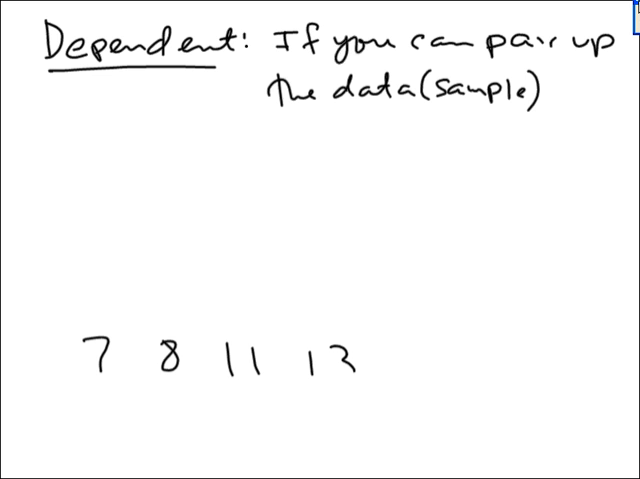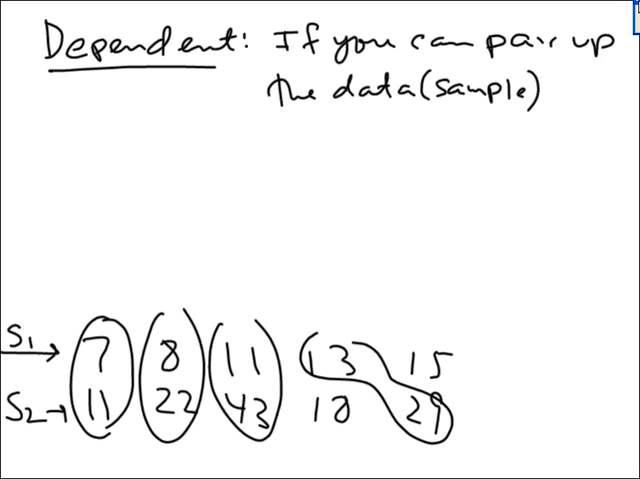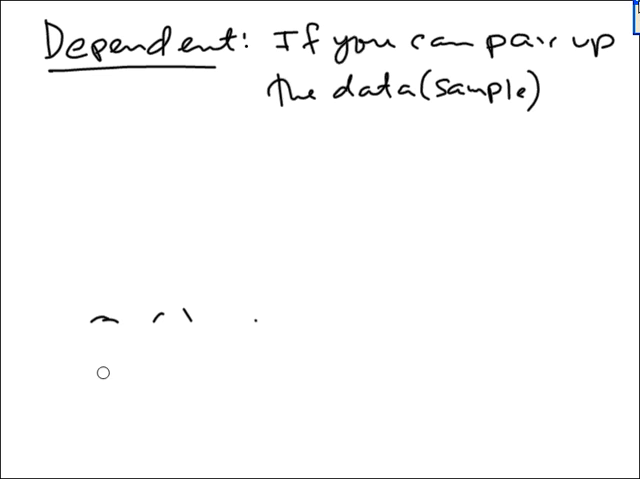7, 8, 11, 13, and 15 if they're the same size. Another sample, 11, 22, 43, 18, and 29. So the top numbers are sample 1 and the bottom numbers are sample 2. And you can pair them up. You can pair up 13 and 29 and 18 and 25. 18 and 15, excuse me. I didn't even say what the samples are. There has to be some meaning behind pairing them up. There has to be some logical reason why these two numbers get to be paired up.